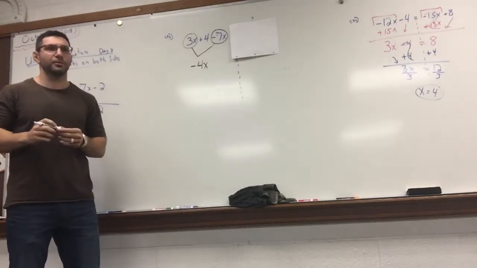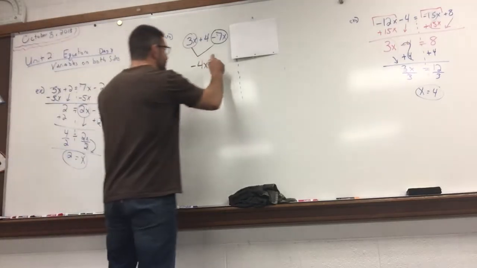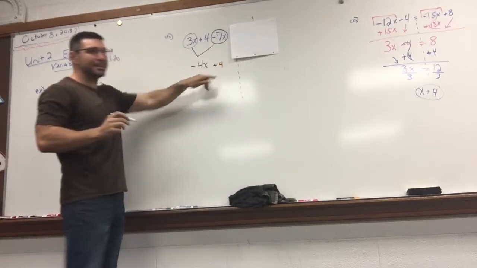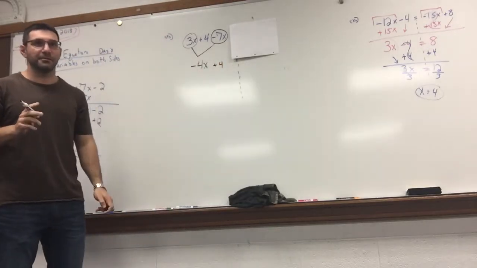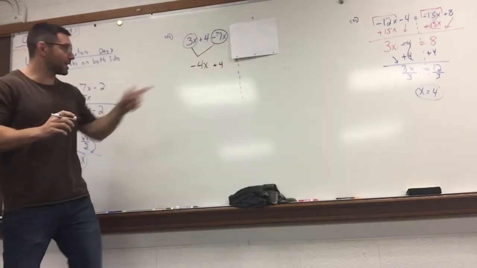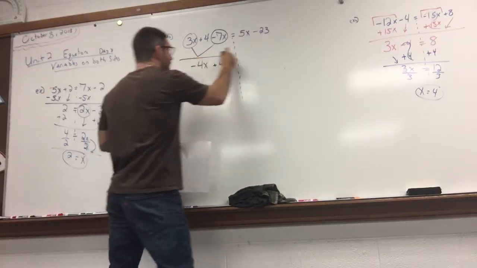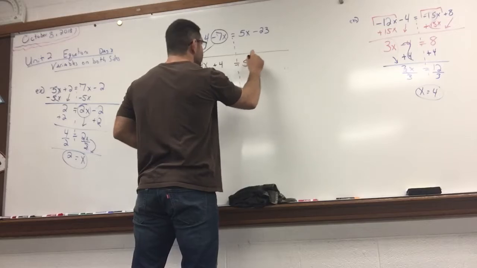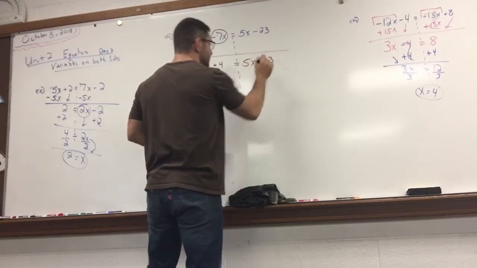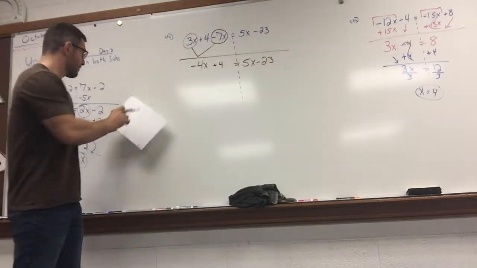What happens to my positive 4, Simone? Comes down. Is there anything I can do to this side now? Is there anything else I can do? Can I combine an x and a 4? So now I'm going to draw my line and bring on everything else. Still with me here?